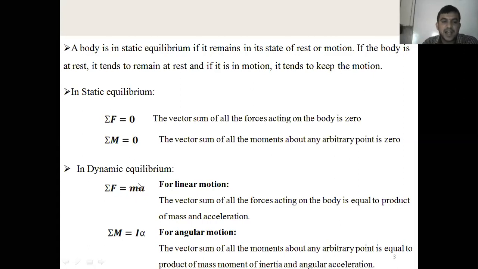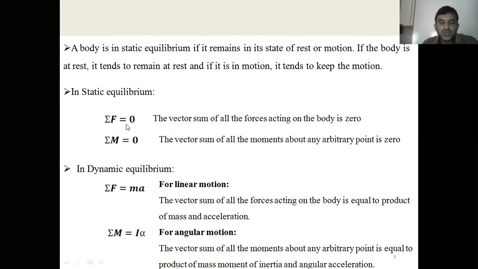Mass into linear acceleration. Suppose the body is under angular motion. You take a fan, mixer, grinder, a compressor. What are the parts of the IC engine, crankshaft, flywheel, all come under what type of motion here? Angular motion. Even cams come under angular motion. Linear motion is the follower, right? Those are for angular motion. What type of equilibrium equation works well here? The vector sum of all the moments or torque about an arbitrary point is equal to I alpha, where I is the mass moment of inertia. It is the product of mass moment of inertia and angular acceleration.